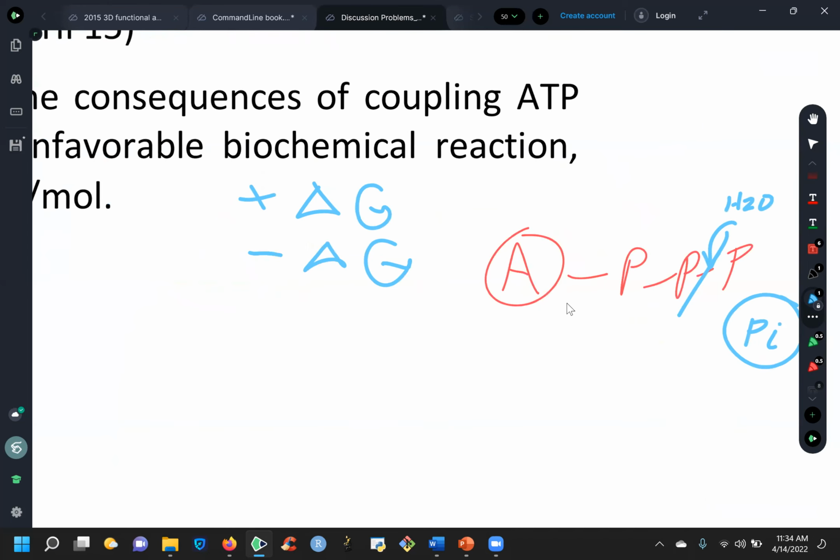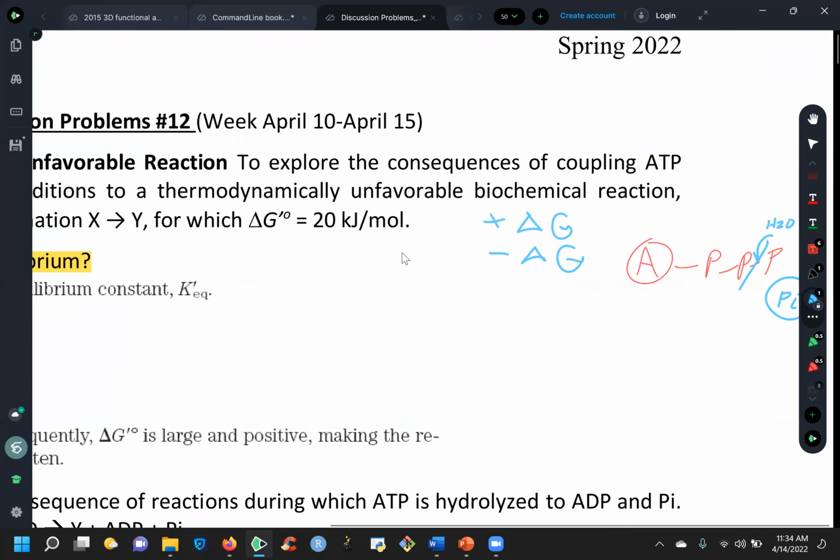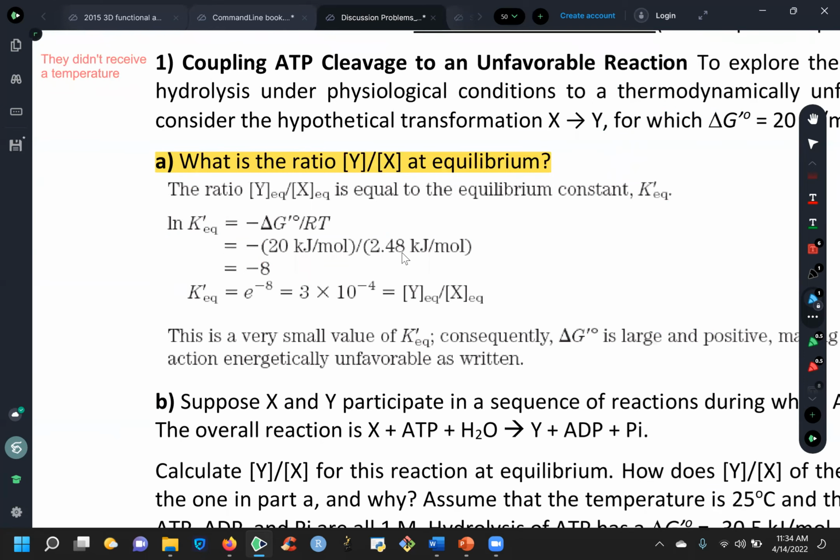And so what ends up happening is we can couple an energetically unfavorable reaction with this energetically favorable reaction, and we can make it happen. And this is actually how a lot of reactions happen in our bodies. Now, another thing that we have to consider is ratio.